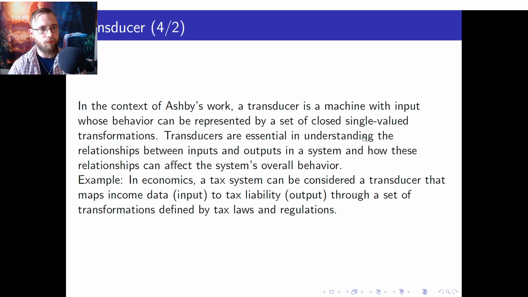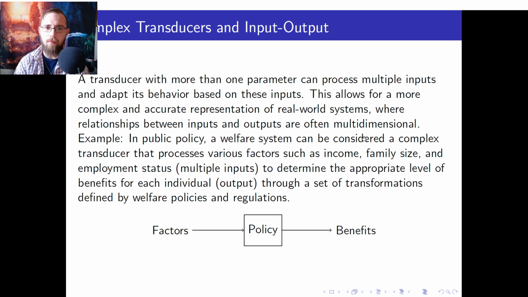Now, the importance here is when we get into complex transducers for inputs and outputs, right? So let's say that we have an input for factors. We can have a bunch of these different parameters that are going on. That'll be like income, family size, employment status, and all of these. Then we have policy. This will be welfare policy. And then we factor all of those inputs into the rules of the system, the transducer, boom. Then we have the benefits, and that will be the output.